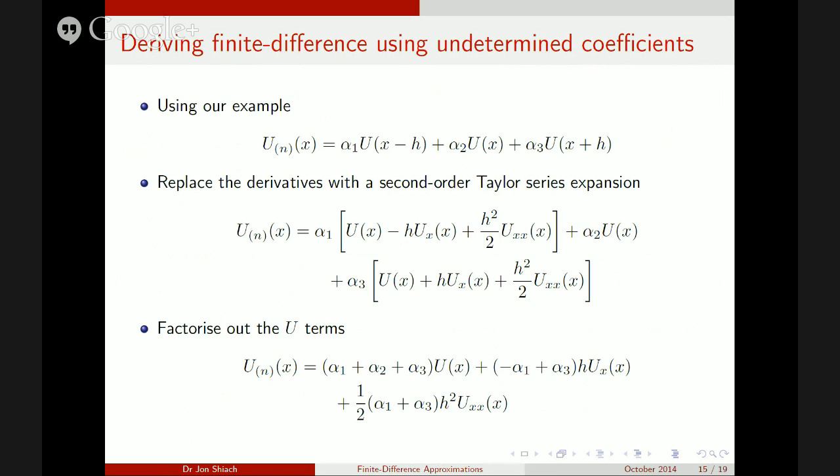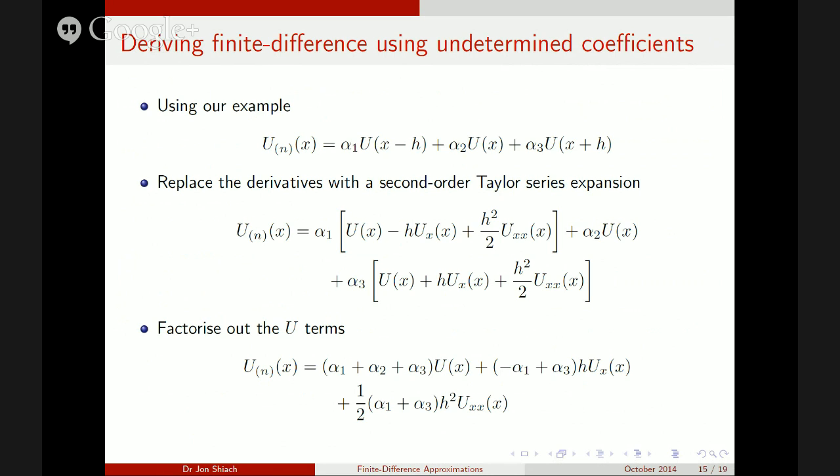And finally, what about the second derivative? Here I've got alpha 1 times h squared over 2. Here I haven't got a second derivative. And here I've got alpha 3 times h squared over 2 again. So I've taken a half out there: alpha 1 plus alpha 3 times h squared over 2 times u''(x). So all I've done in this step is to take this and factorize out u and the derivatives of u, and that gives me that.